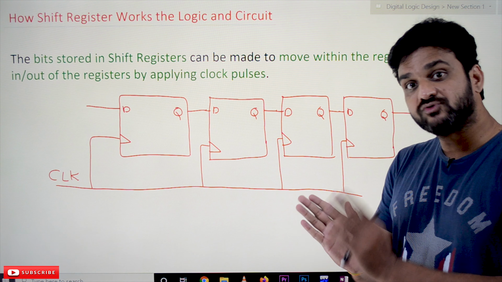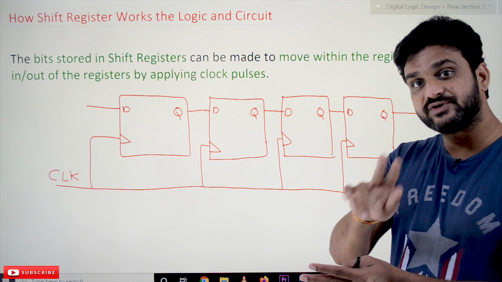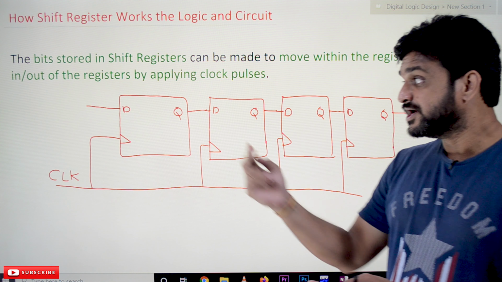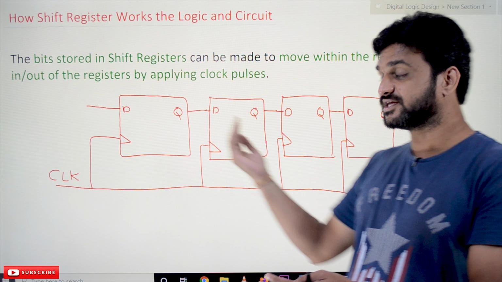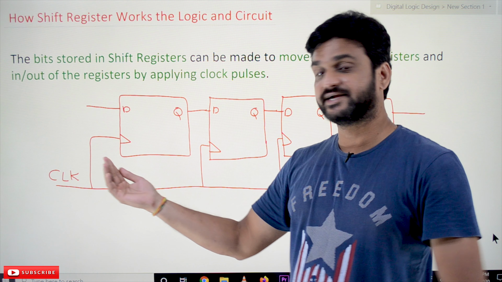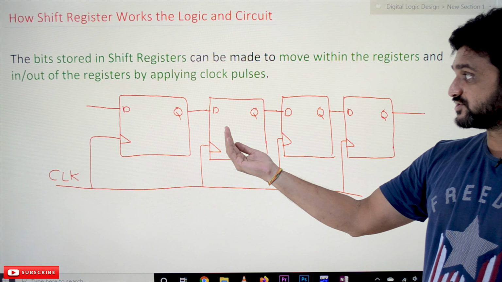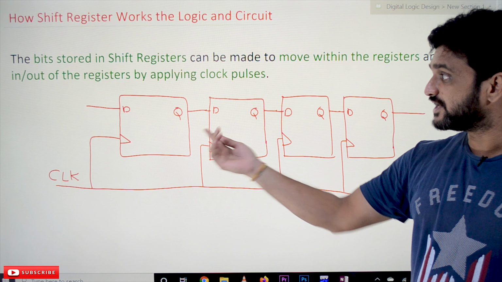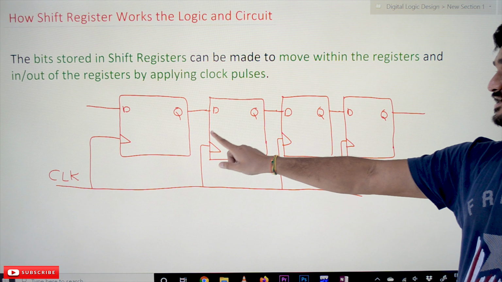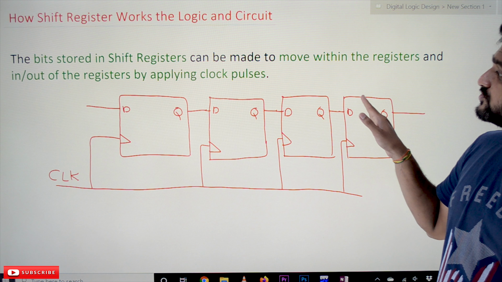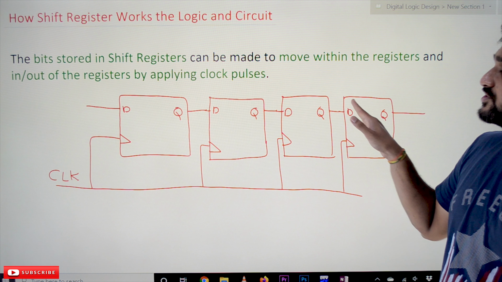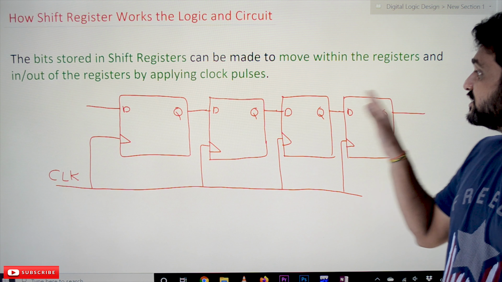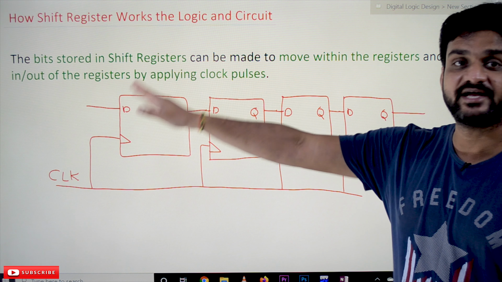So how will they shift? There are two different kinds of shifting that can happen. One is shifting to the left and the other one is shifting to the right. So this is the shift left register. If you want to draw the circuit diagram for a shift to the left, we have to interconnect these flip-flops in this way.